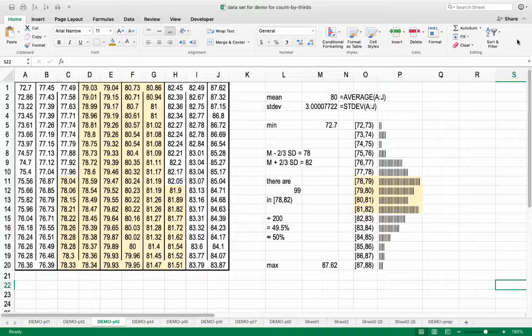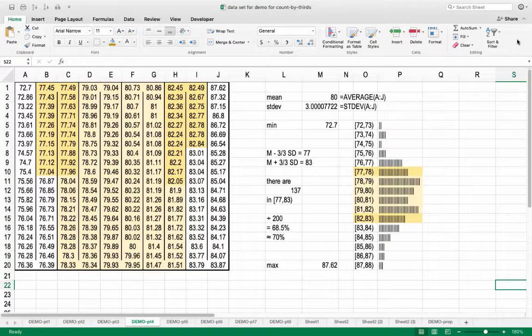Turns out there's 99 data points in this data set that fall into that range. 99 over 200 is 49.5, which we see is pretty close to 50%. The shaded values in the data are the values that fall in this range, and the shaded areas in the tally plot for the histogram, which is oriented on its side but still can be interpreted as a histogram, shows the values that fall between 78 and 82.